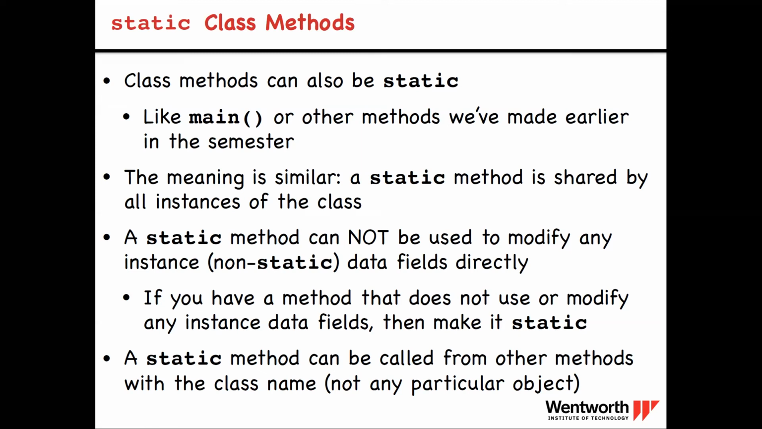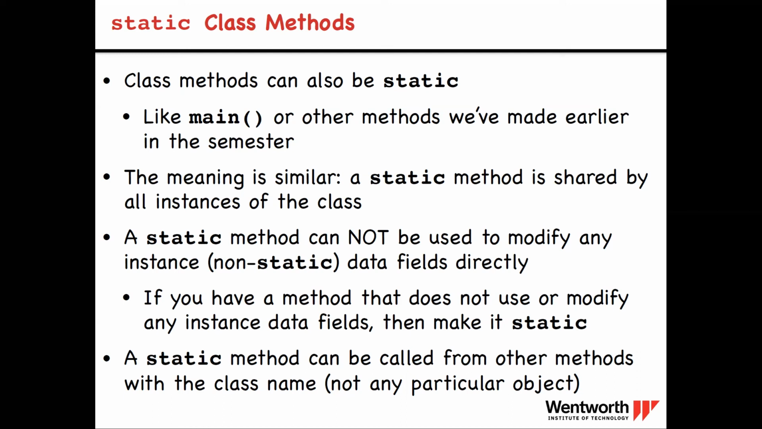One of the key points of a static method is it cannot be used to modify instance variables directly. Because if you try to modify an instance variable in a static method, what object are you modifying? What instance are you modifying? We don't know. So you can't do it. A static method cannot modify instance variables.